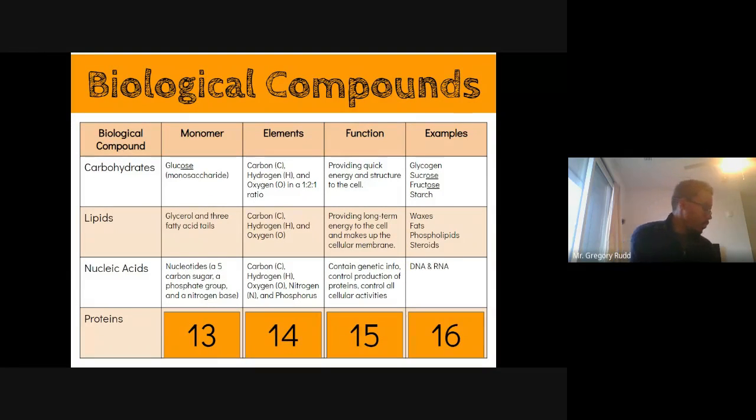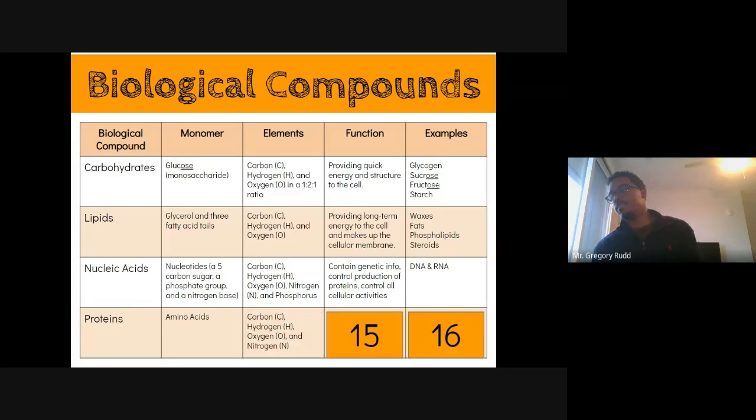Okay, proteins. Amino acid. Good, thank you. So the monomer of a protein is an amino acid. There are 20 amino acids. You do not have to memorize them, but it's just good to know that there are 20 because that leads to so many possible combinations. What elements make up proteins? What are the elements of a protein? Thank you, Rudy. Carbon, hydrogen, oxygen, and nitrogen. Two more boxes. Let's go ahead and knock it out.